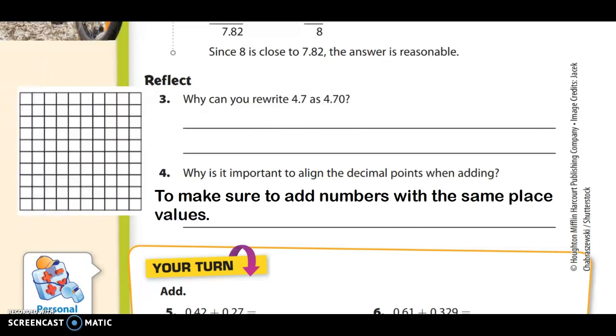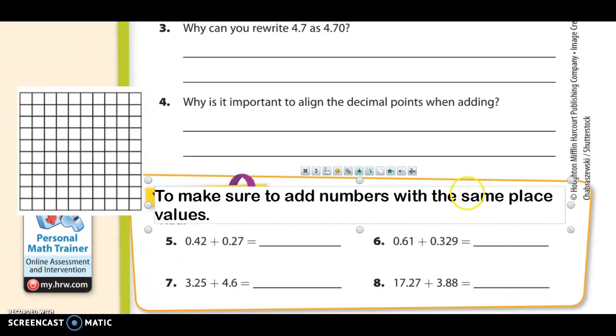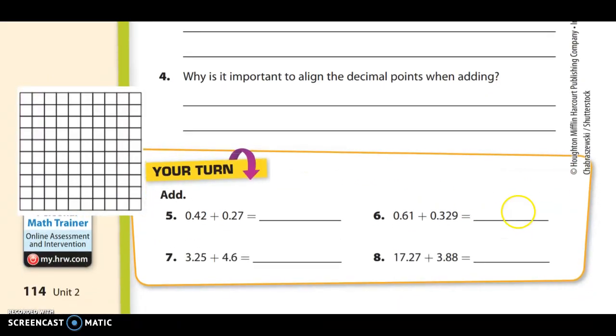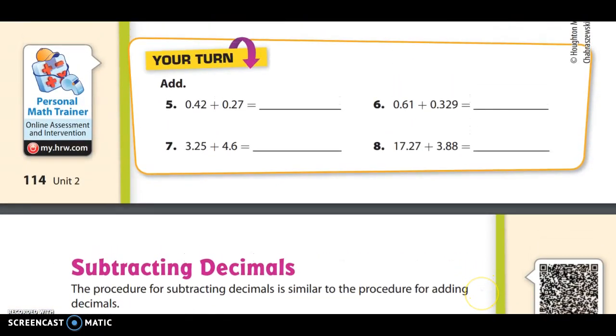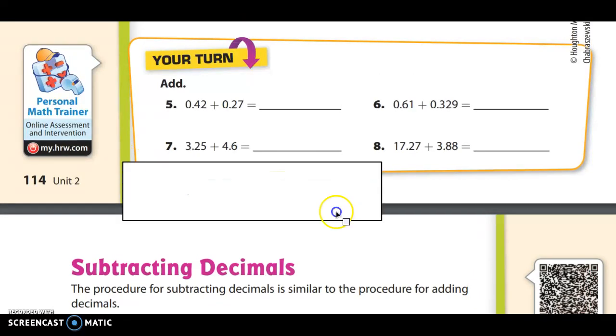All right, let's check out your turn. You've got 4 problems to do. If you wanted to, you could hit pause and try these and then check your answers when you're done. They go pretty quick.